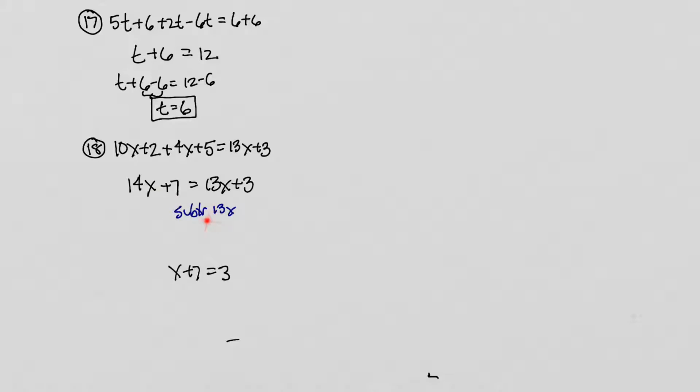14x minus 13x is just x. And then I have the plus 7. 13x minus 13x is just 0 x's, so I get the 3. Now, that takes us right to here. We're going to solve this equation by subtracting 7. So in my head, what I'm thinking now is I'm going to subtract 7. That's 7 right there. So let's just do it. So what I'll get here is x plus 7 minus 7. That's just x. 7 minus 7 is 0. x equals 3 minus 7, negative 4.